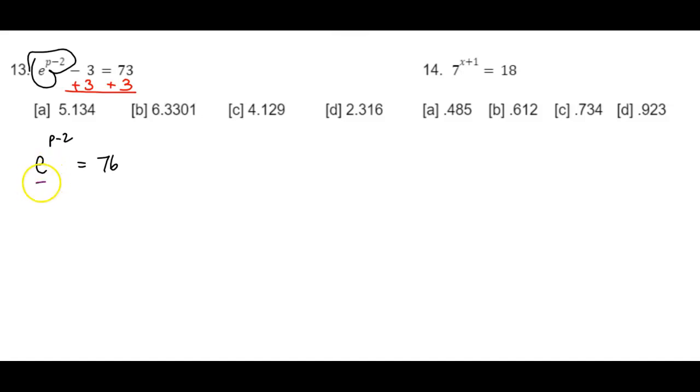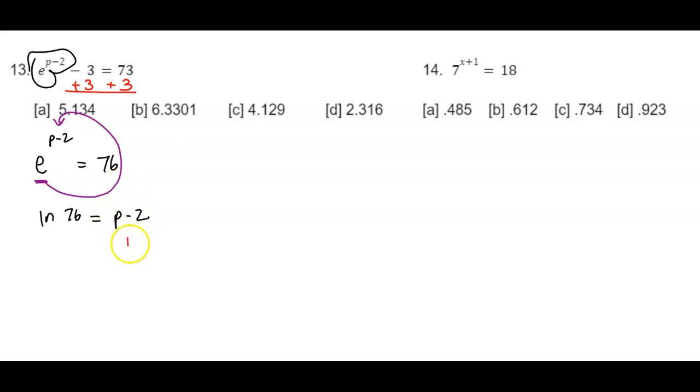So starting with the base. Now, the log that has a base of e is the natural log. It is not a log. So make sure when you're converting, it is into natural log, not into log. So it's going to be natural log base e of 76 equals p minus 2. Again, that's natural log of 76 equals p minus 2.